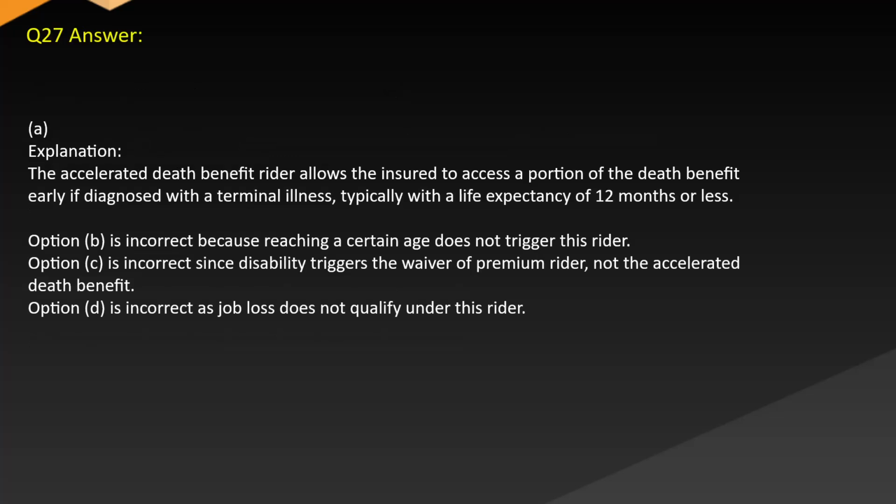Answer: A. Explanation. The accelerated death benefit rider allows the insured to access a portion of the death benefit early if diagnosed with a terminal illness, typically with a life expectancy of 12 months or less. Option B is incorrect because reaching a certain age does not trigger this rider. Option C is incorrect since disability triggers the waiver of premium rider, not the accelerated death benefit. Option D is incorrect as job loss does not qualify under this rider.